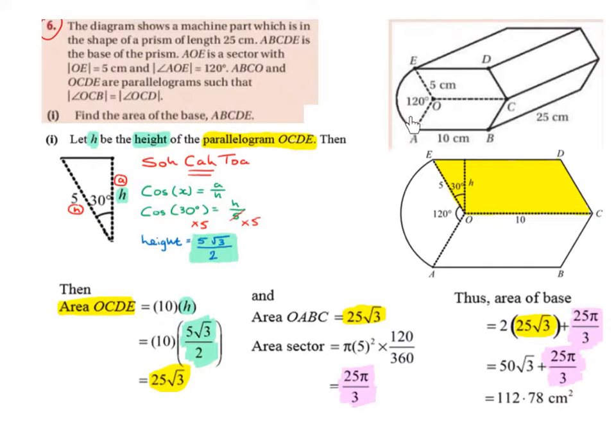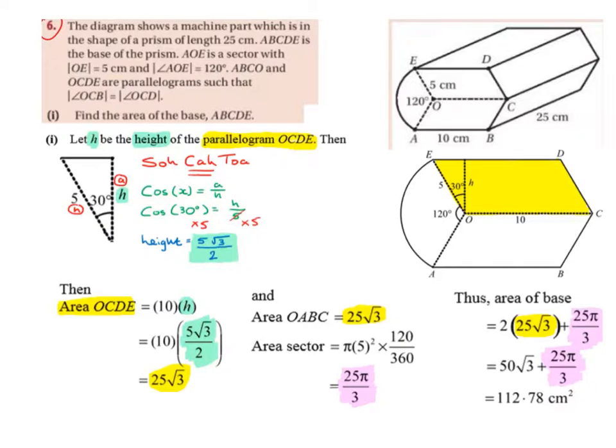AOE is a sector with the length of OE being 5 centimeters. So OE is 5 centimeters. And the angle AOE being 120 degrees. So AOE, this angle here, is 120 degrees.